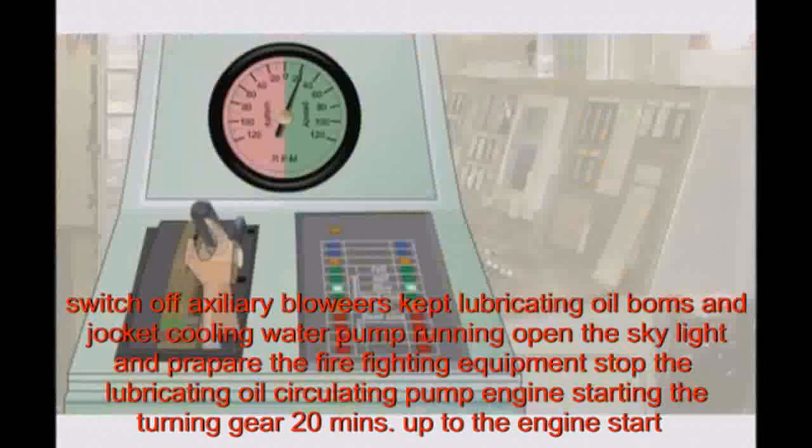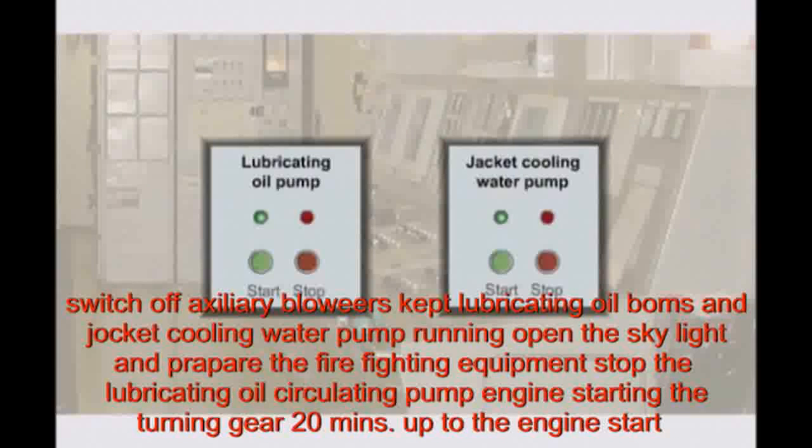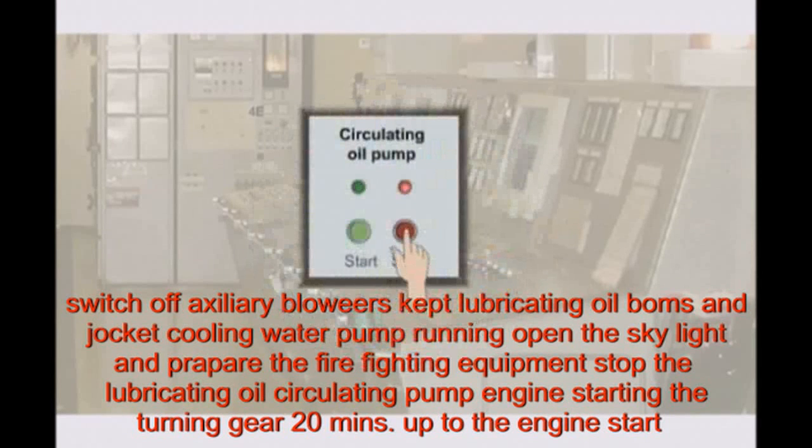Switch off the auxiliary blowers. Keep lubricating oil pumps and jacket cooling water pumps running. Open the skylight to ventilate the engine room and prepare the firefighting equipment. Stop the lubricating oil circulating pump. Cut off the starting air and engage the turning gear.